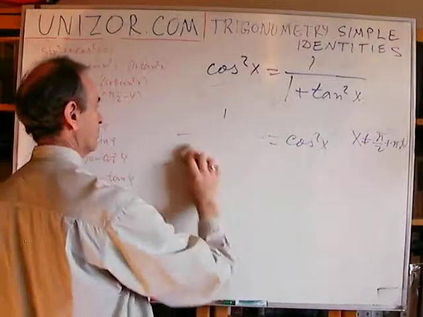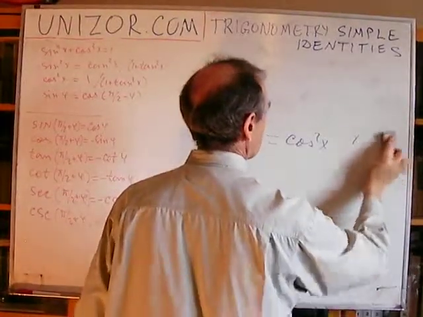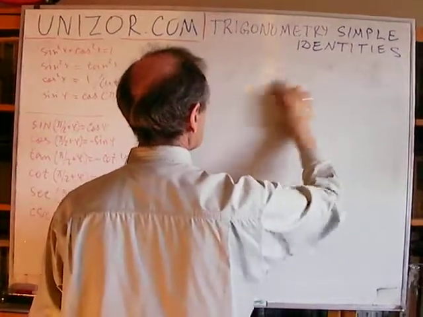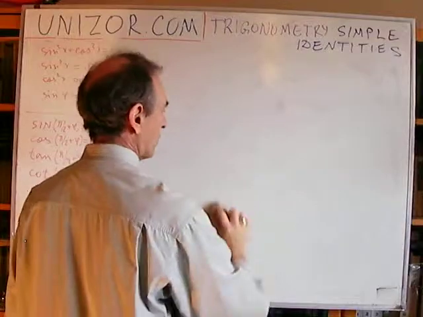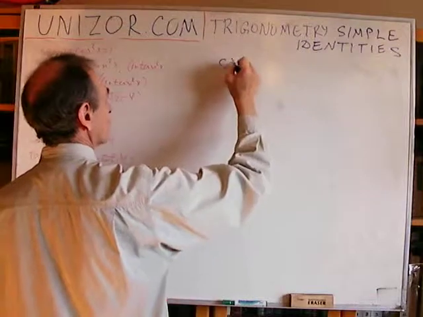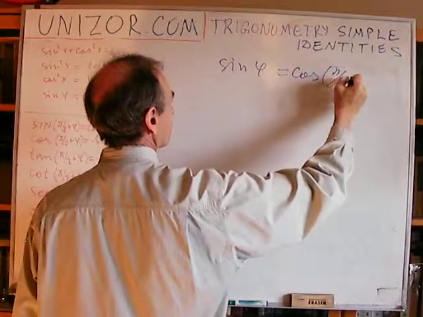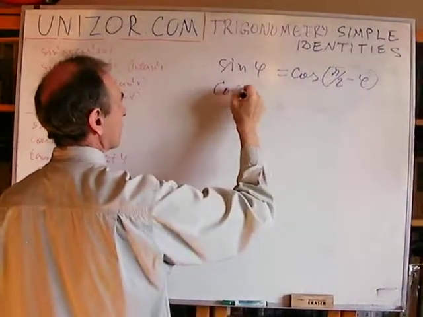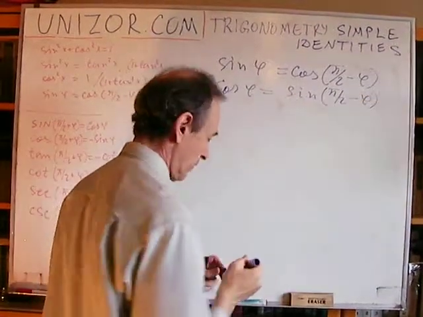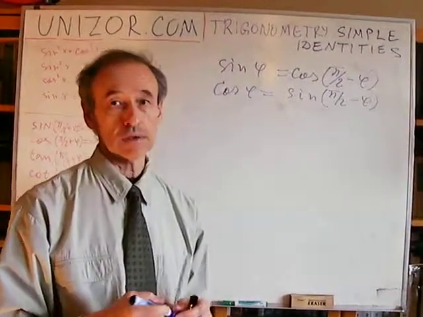Okay, that's finished too. And the last one which I wanted to talk to you about is again like the first one, like sine square plus cosine square. It seems very simple. However, we do have to consider certain cases. So we have actually two things: sine phi equals cosine of pi over 2 minus phi, and cosine of phi is equal to sine of pi over 2 minus phi. Now, these two are absolutely trivial in case of an acute angle phi.